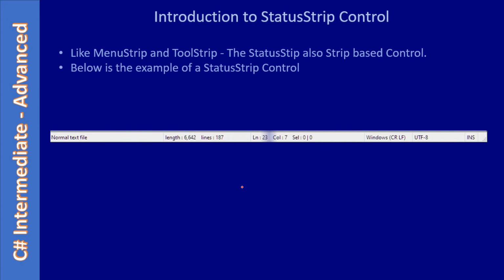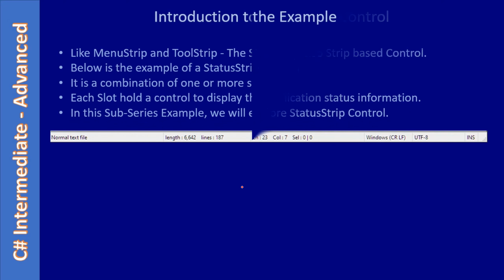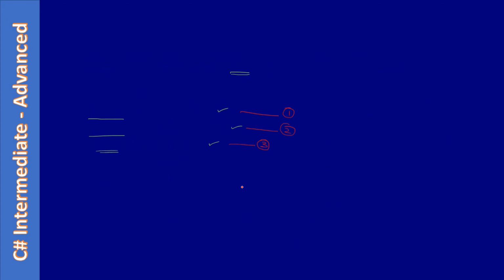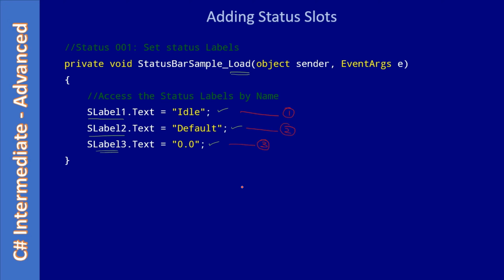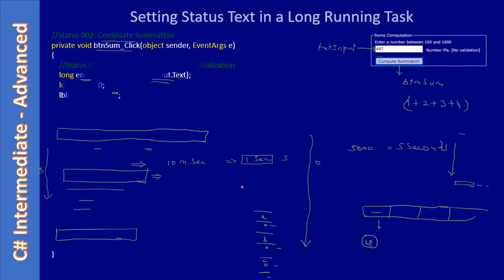Let's quickly review what we saw in the previous 6 parts. First we learned about the StatusStrip control. Then we talked about the example. After that, in the form load, we handled the initial text for our 3 status slats. Next, we saw how to display the status label text in a long-running process.